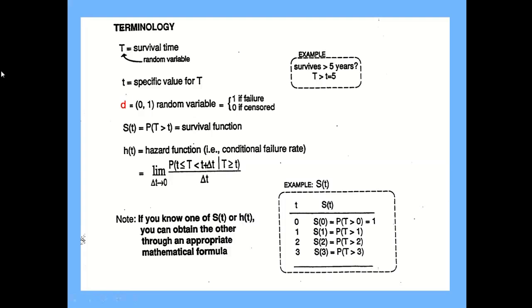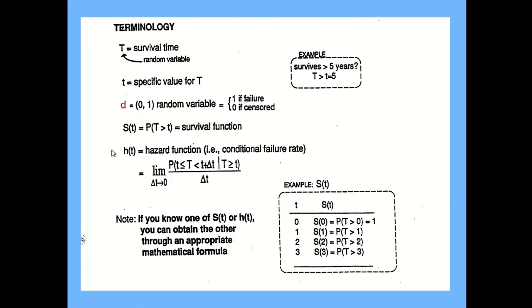Now, this numerator is a probability statement, right? So it's got to be a number between 0 and 1, right? But a hazard function, which is a rate, is not a function between 0 and 1. A hazard rate, the lowest the hazard rate could be is 0. And a hazard rate has necessarily no upper bound.